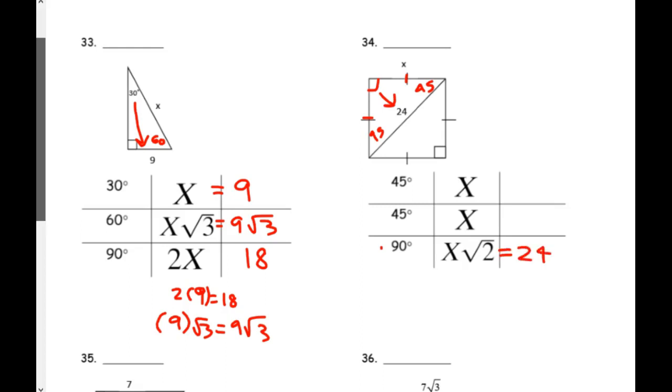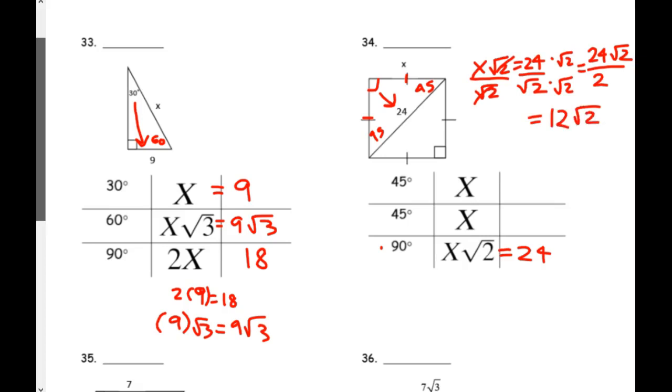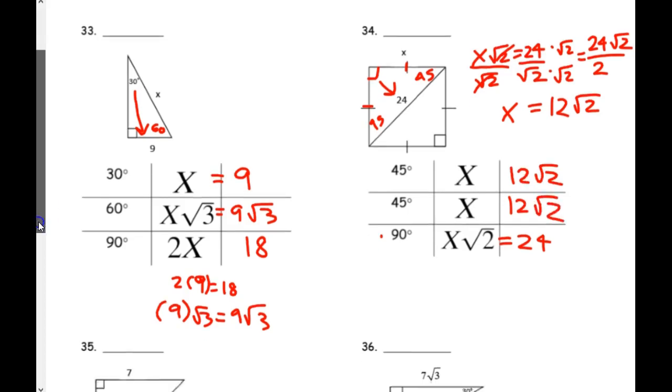We've got to set that equal and solve. X square root of 2 equals 24. To get rid of that square root of 2, we divide by the square root of 2. Can't have a square root on the bottom, so we times it by the square root of 2 on the bottom and the top. The top gives us 24 square root of 2. The bottom gives us square root of 2 times square root of 2 is just 2. And remember, 24 over 2 reduces to 12. Square root of 2 stays there. So that's my x value. So that means this is 12 square root of 2 for x, and this one's 12 square root of 2 for x. Alright? Down here.